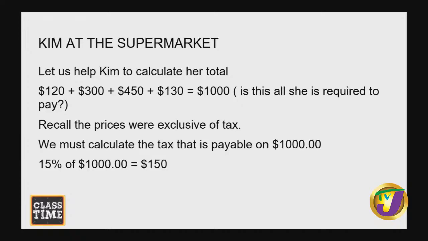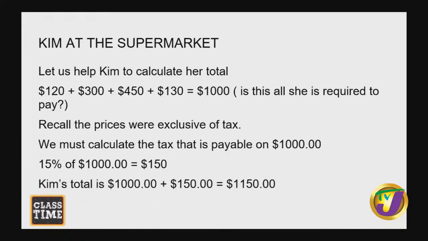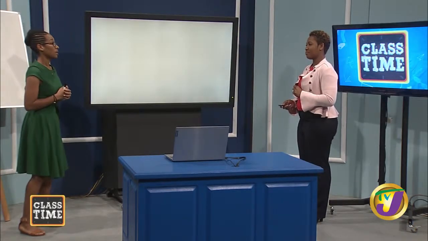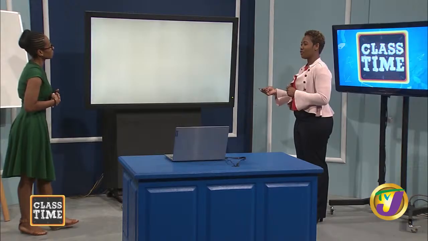Great. What is the $150 Kim going to pay? No. She's going to now add the tax to the total of the items that she had picked up in her cart, trolley, whatever she was using. So now she's going to pay the $1,000 plus the $150, which is $1,150. So Kim is going to need more than $1,000. Yes, she's definitely going to need more than the $1,000 that she went to the supermarket with. Maybe she has somewhere outside or in her purse.